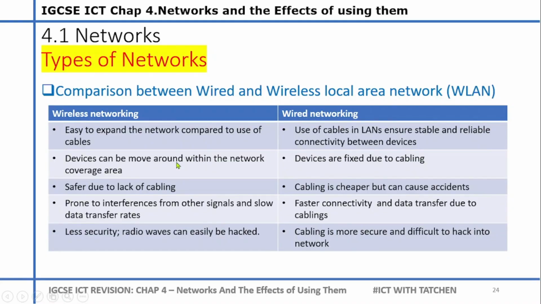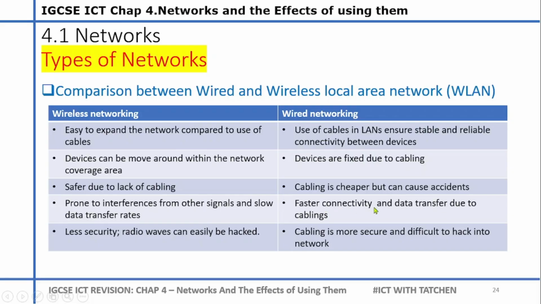Now, we can also compare the wired and wireless local area networks. It is easy to expand the wireless network, while for the wired network, due to the use of cables, it might be difficult. Devices can be moved around within the network coverage area. That's true for wireless. Here, for wired, devices are fixed due to cabling. Wireless is safer due to lack of cabling. With wired, cabling is cheaper but can cause accidents. Yeah, you can trip on cables in the lab. And then wireless is prone to interference from other signals and slow data transfer rates. That's always a problem with wireless networks.